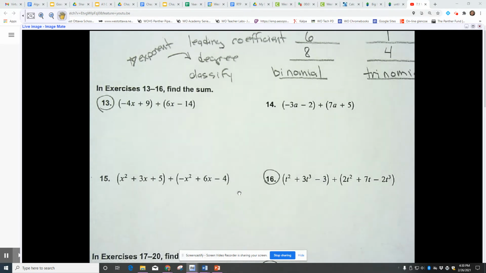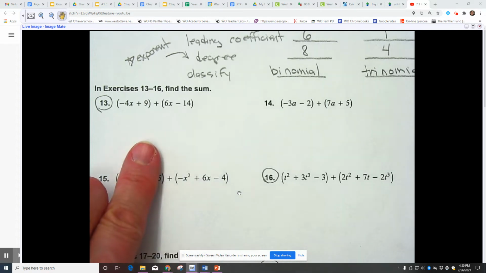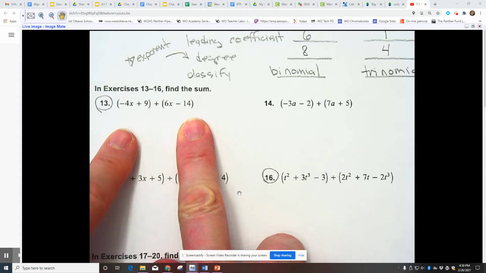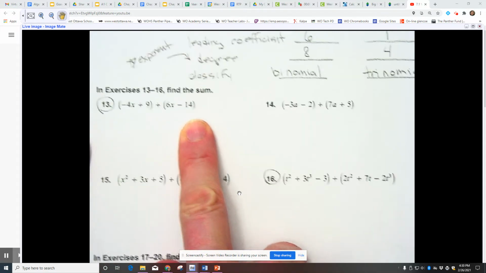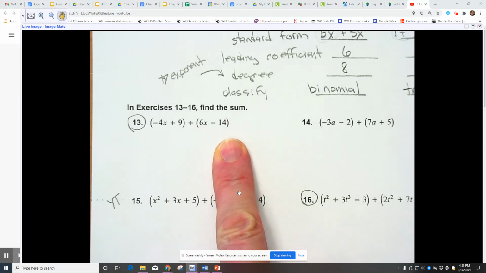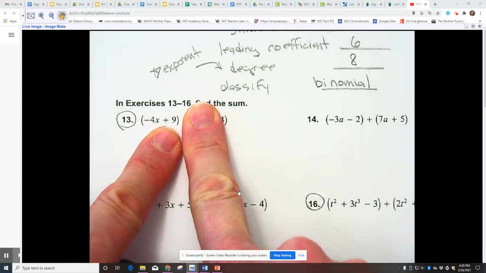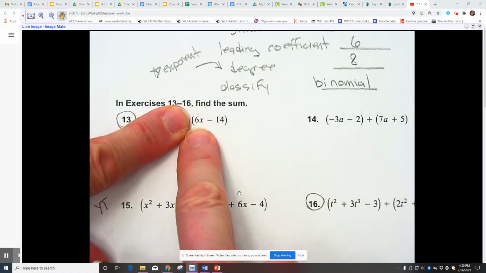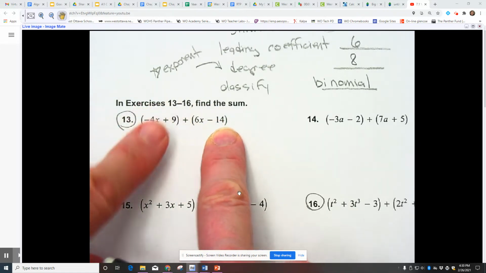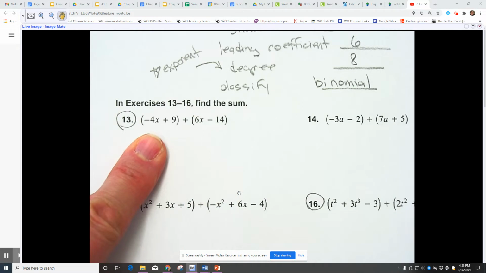So operations just means add, subtract, multiply, or divide. In 7-1, we are going to add and subtract. So if we look on page 208, we're going to look at number 13 first. So this is a polynomial right there. Negative 4x plus 9, that's a binomial. 6x minus 14 is a binomial. So we are adding two binomials.